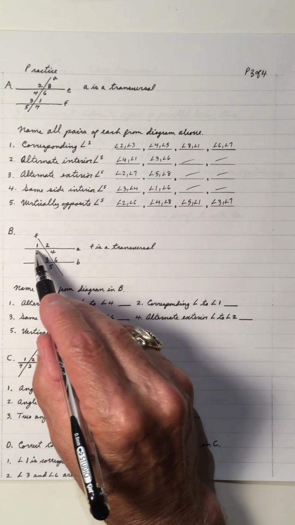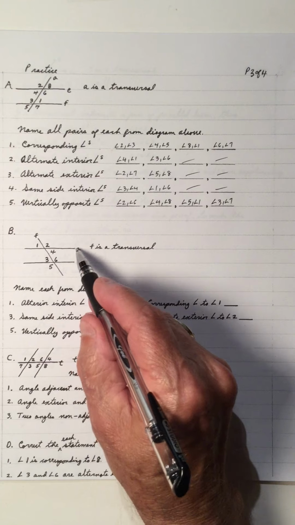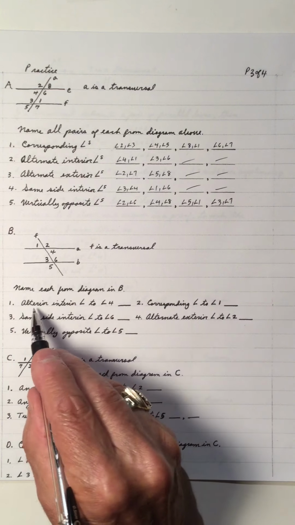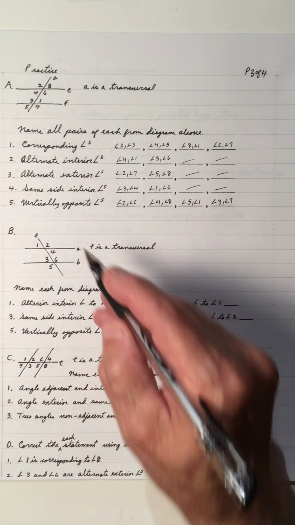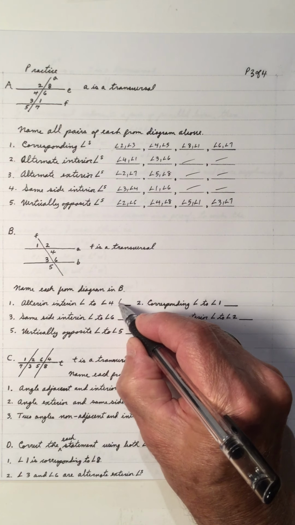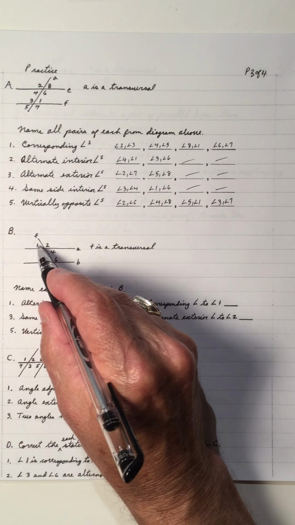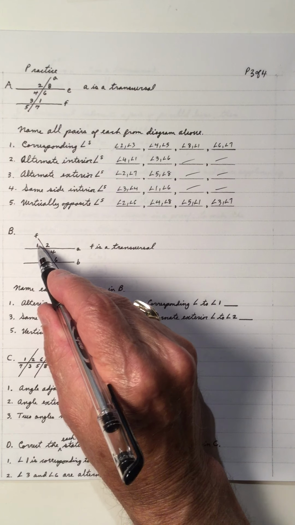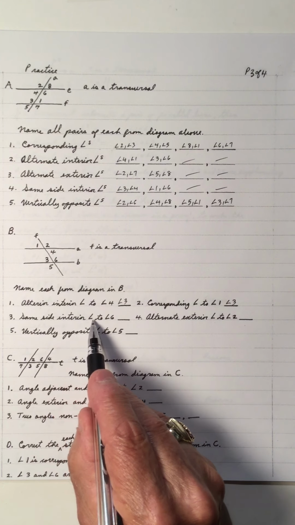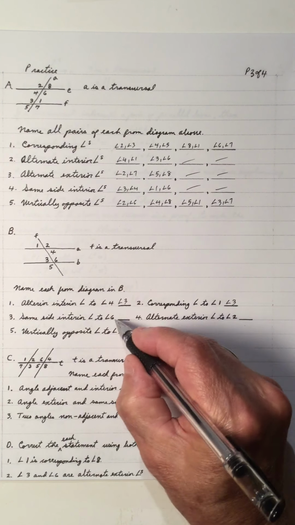B, we have a diagram. It says F is the transversal cutting through the lines A and B, and it says name each from diagram B. Alternate interior angle to angle 4. Here's angle 4. Alternate interior would be angle 3. Number 2, corresponding angle to 1, a corresponding angle on the same side of the transversal. That's exterior, so it must be angle 3. 3 is interior. Same side interior angle to 6. There's 6, same side interior angle would be 4.